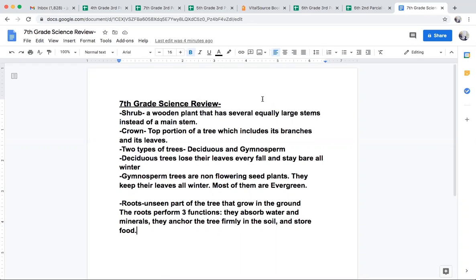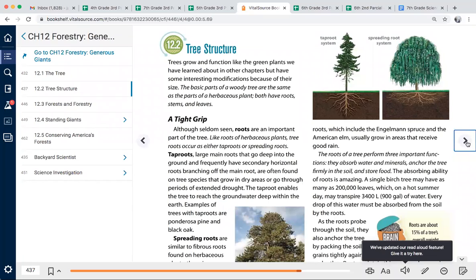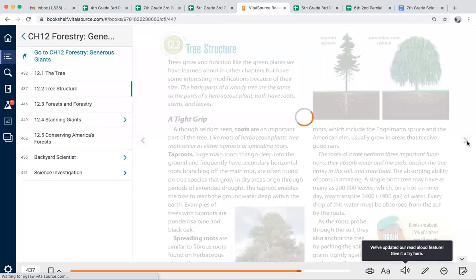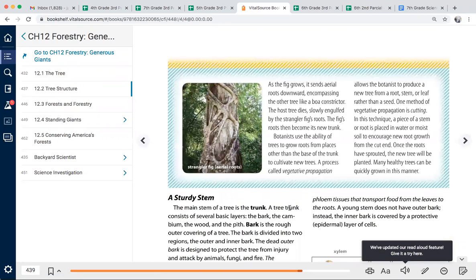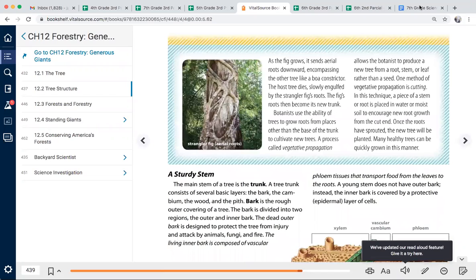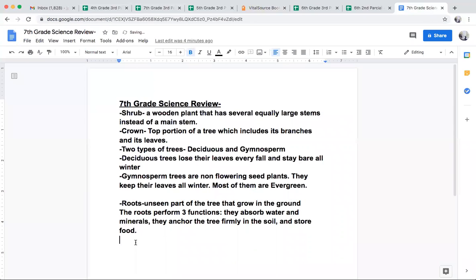All right, so the next thing we're going to talk about is the trunk, all right? After the roots, we have the trunk of the tree, all right? The trunk is the main stem of the tree. That's what you normally see. The trunk is the main stem of the tree.